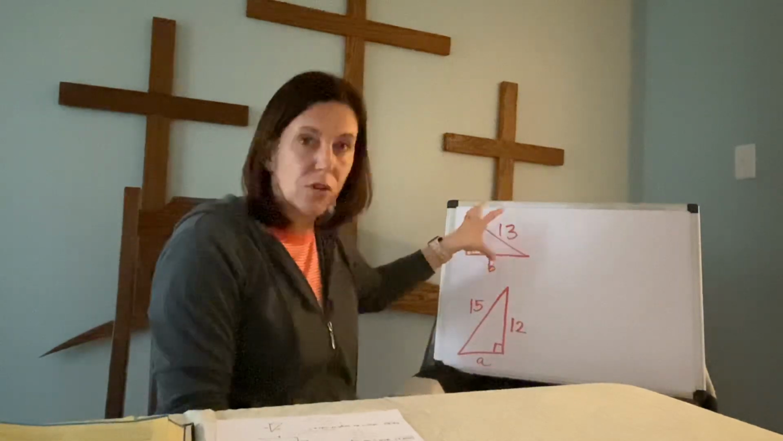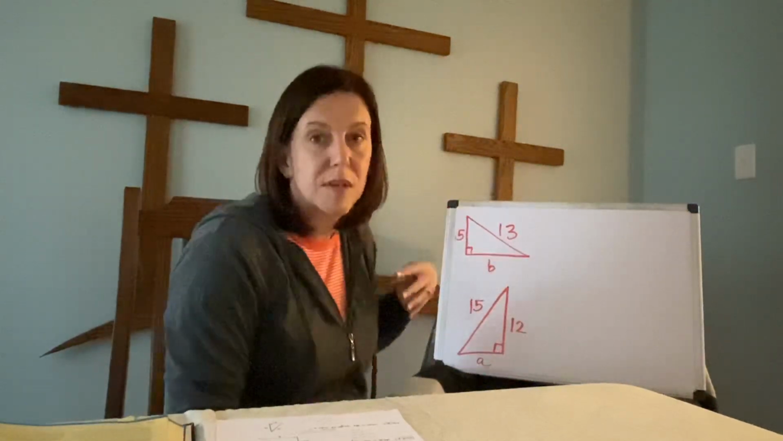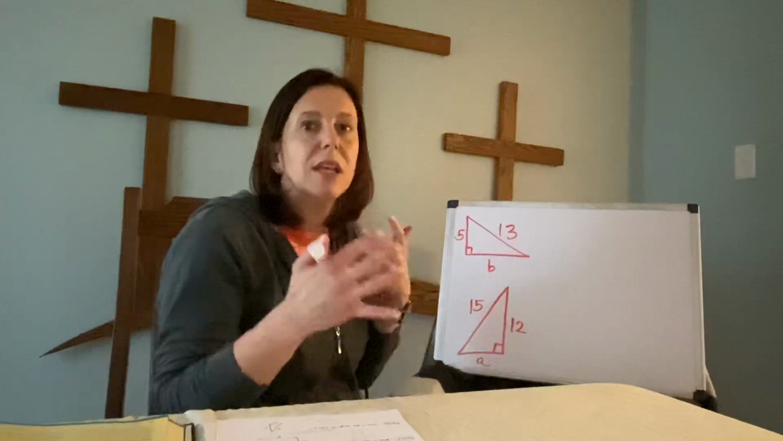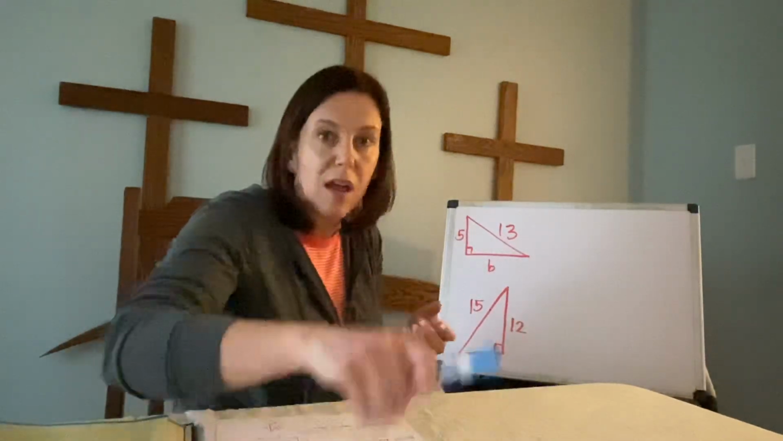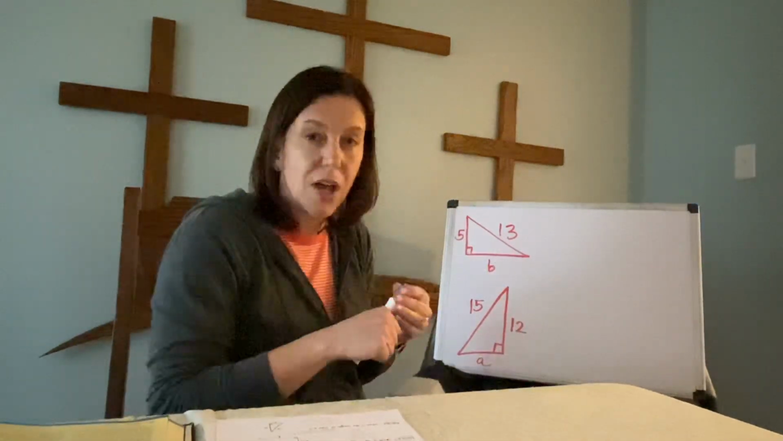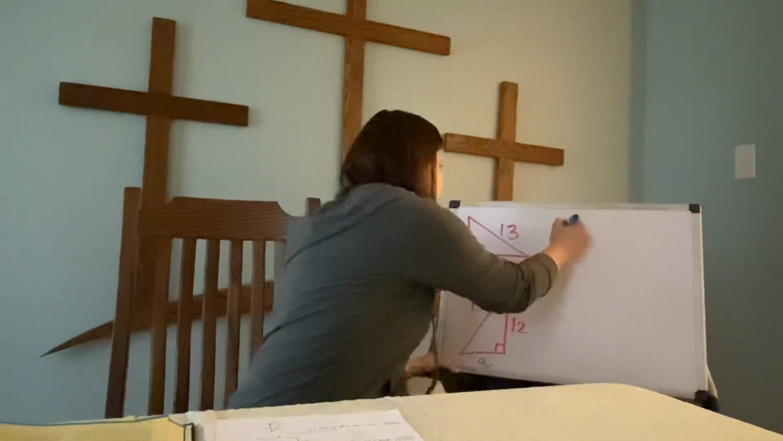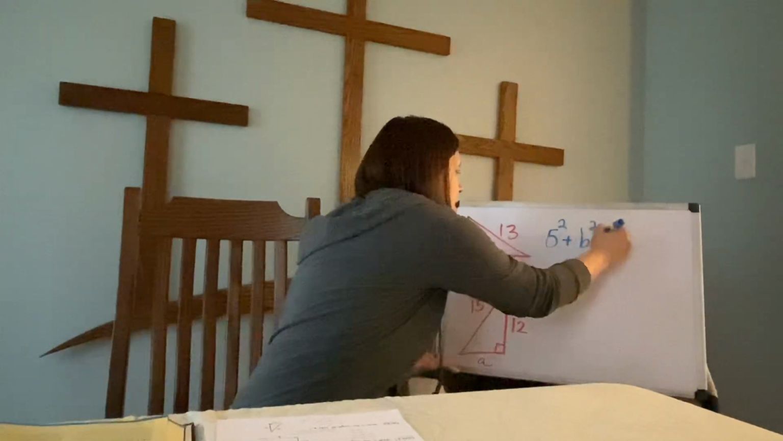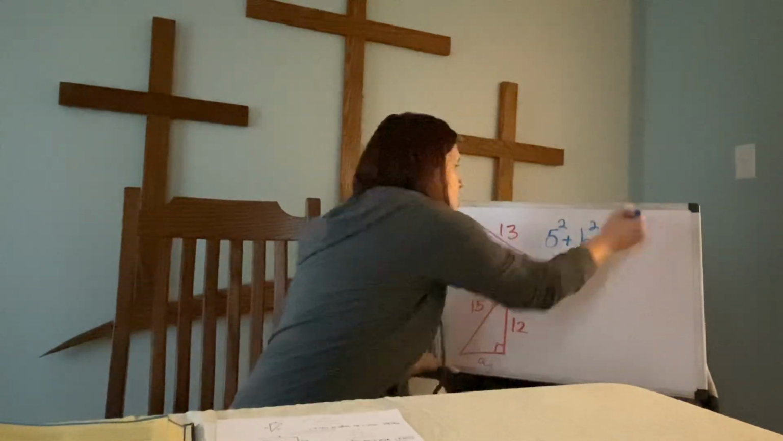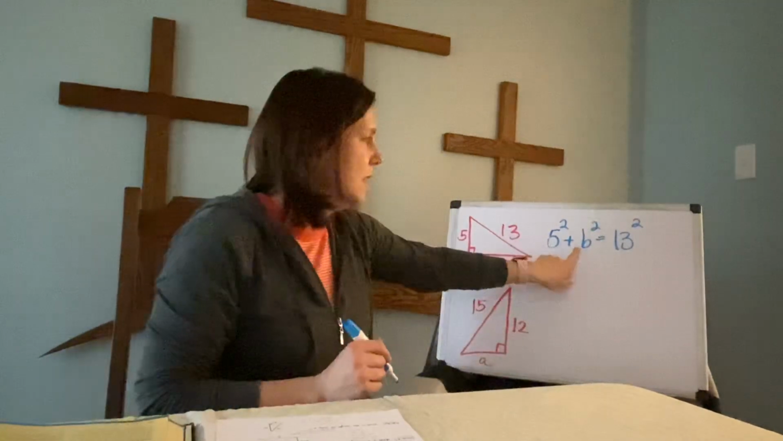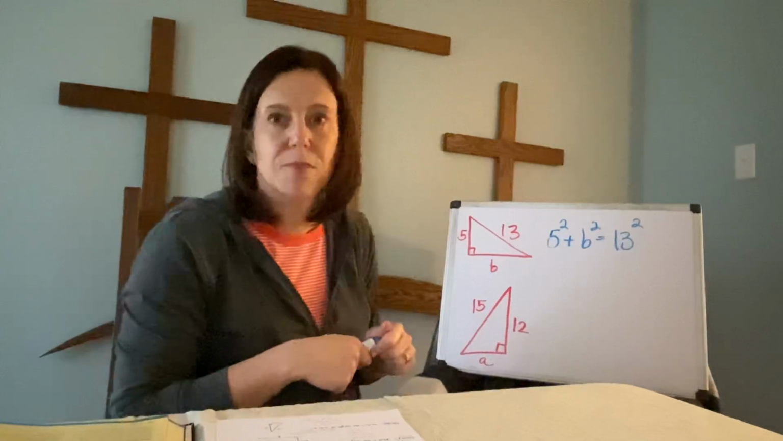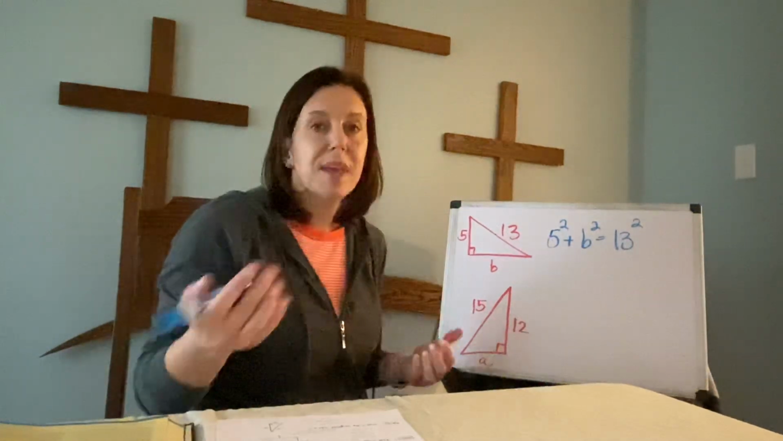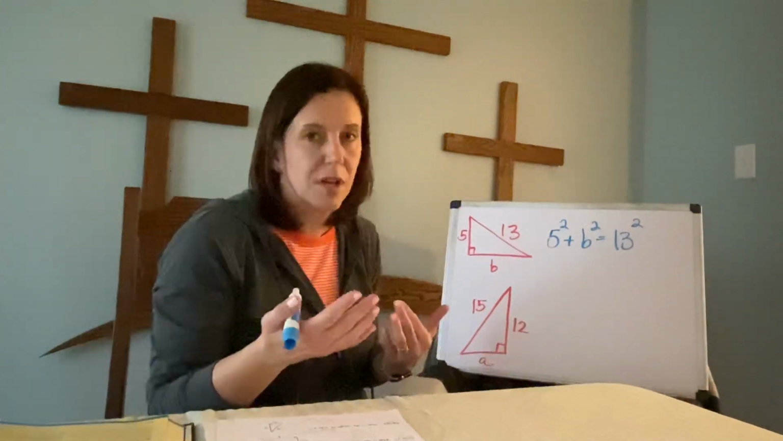So I'm going to take those given values and plug them into my equation, and you'll see there's a little bit different process here because we're not finding the hypotenuse this time. 5 squared plus b squared equals 13 squared. This time, this is the missing information I'm trying to find. Well, the same thing applies. Exponents have to come first.